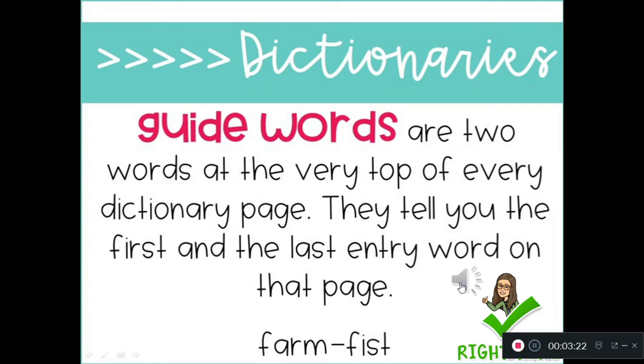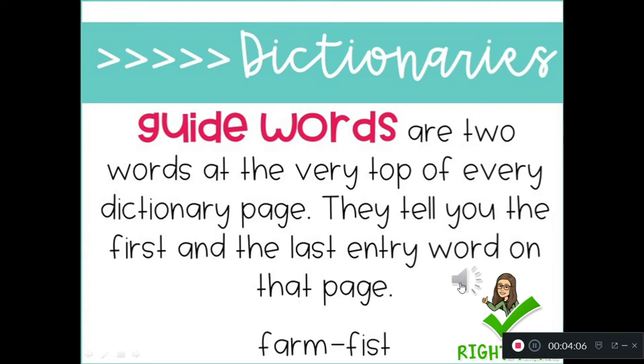I might find the word fight. Would I find the word fight between the words farm and fist? The way that I would decide this is I would look at my word fight. The word fight starts with an F. I know that the word starting with F can be found on this page. So I could start there. I then look at the next letter of my word. The next letter of my word is I. I compare this to the word fist. That is the last word on this page.